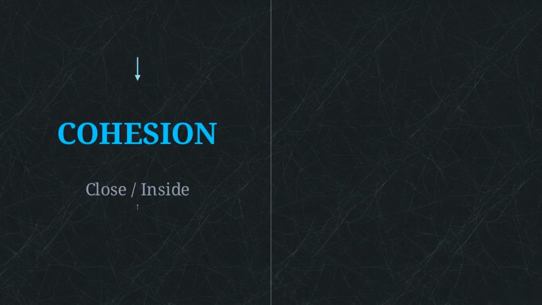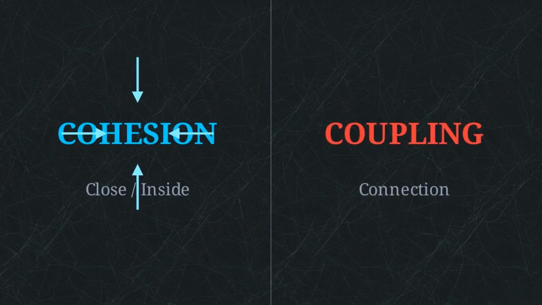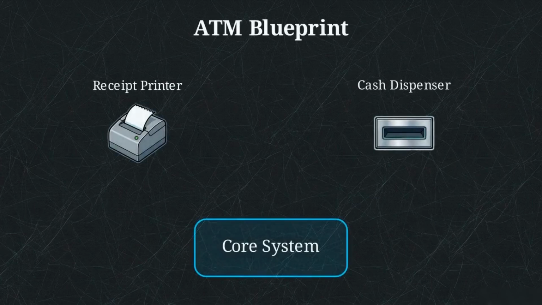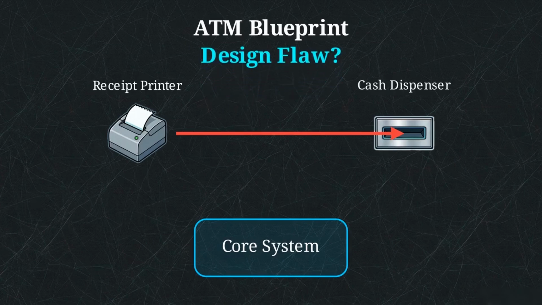To keep these straight, remember, cohesion refers to what is close and inside a module. Coupling describes how a module connects to the outside. Let's test this intuition. Look at this blueprint for an ATM system. The receipt printing module is directly manipulating the internal logic of the cash dispenser. Based on our metrics, what is the design flaw here?